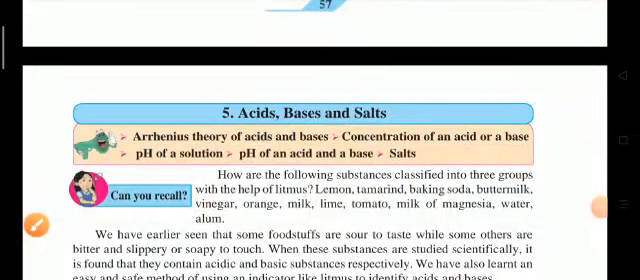Hi guys, good morning. Today we are going to start with chapter number 5, acids, bases and salts. In this chapter we'll be studying these topics: Arrhenius theory of acids and bases, concentration of an acid or a base, pH of a solution, pH of an acid and a base, and salts.